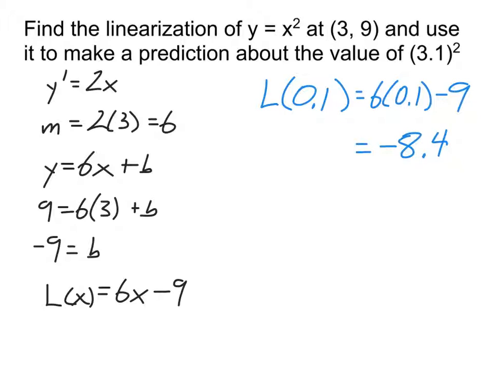Wait, that doesn't seem reasonable, does it? No. What's happening? Well, what does this negative 8.4 actually mean in this kind of a case? It means that the linearization is negative 8.4. It basically is like we're that far away from our actual value.